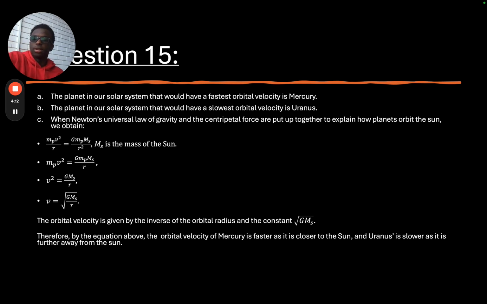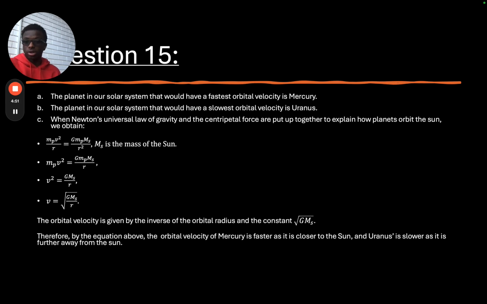Question 15. The planet in our solar system that will have the fastest orbital velocity is Mercury, and the planet in our solar system that will have the slowest orbital velocity is Uranus. This can be explained by combining 2 known equations, Newton's universal law of gravity and the centripetal force, which explain how planets orbit the sun. Combining these 2 equations and solving for the orbital velocity, we get that the orbital velocity is given by the square root of the universal gravity constant times the mass of the sun divided by the orbital radius.